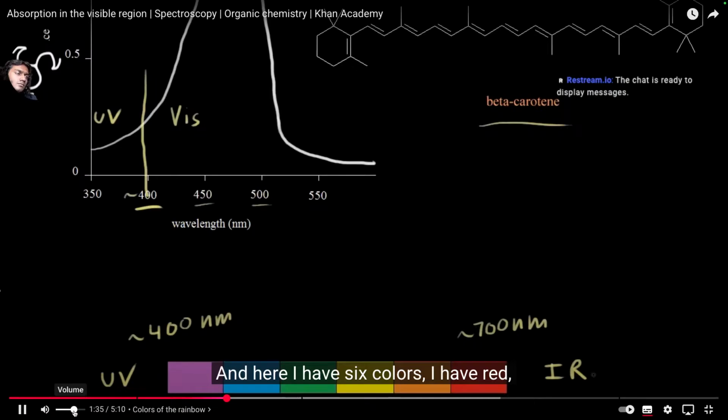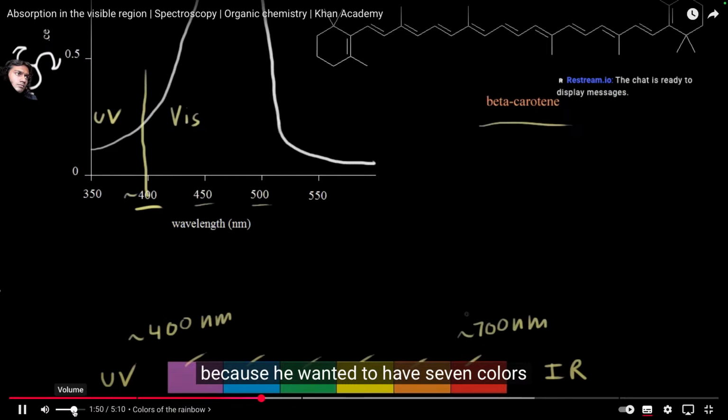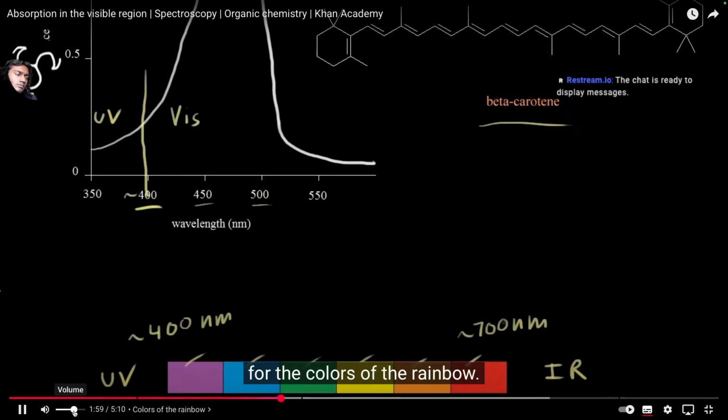And here I have 6 colors. I have red, orange, yellow, green, blue, and violet. And when Isaac Newton did his famous experiment with a prism, he wrote down 7 colors. So he included indigo because he wanted to have 7 colors in the visible region. So you usually memorize Roy G. Biv for the colors of the rainbow. But the reason I've left out indigo here is because this allows us to better see a color wheel.